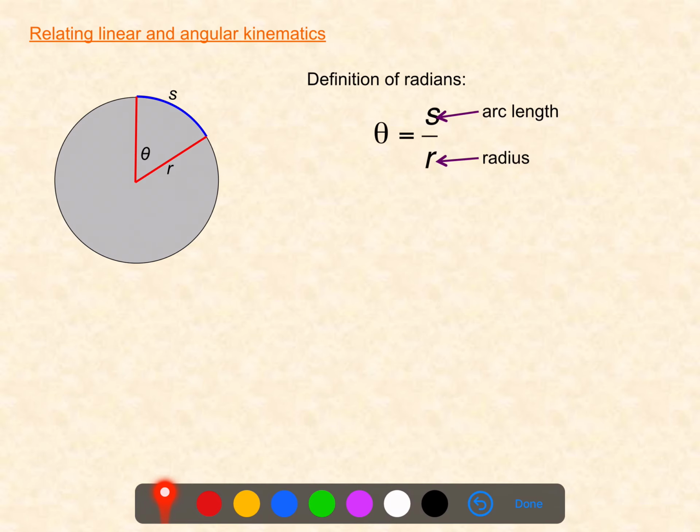Okay, so is there a way to connect back to this question that I gave you in the first slide, where we talked about the fact that it seems weird that this record is spinning at the same angular speed, but clearly has different linear speeds depending on where I am on the record? Well, we can derive a relationship between the linear picture and the angular picture if we carefully think about what's going on.